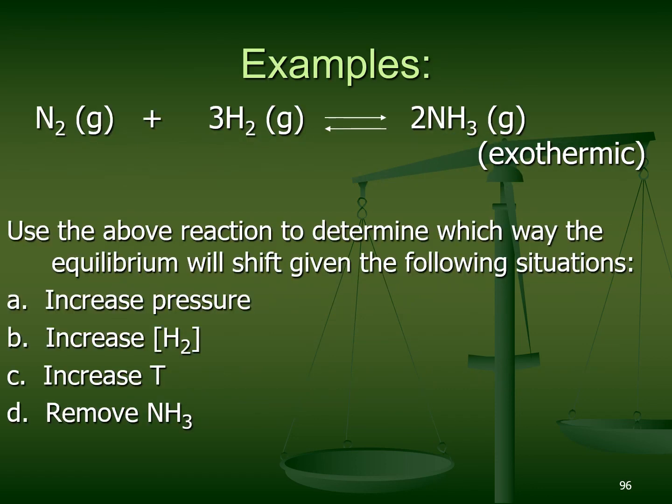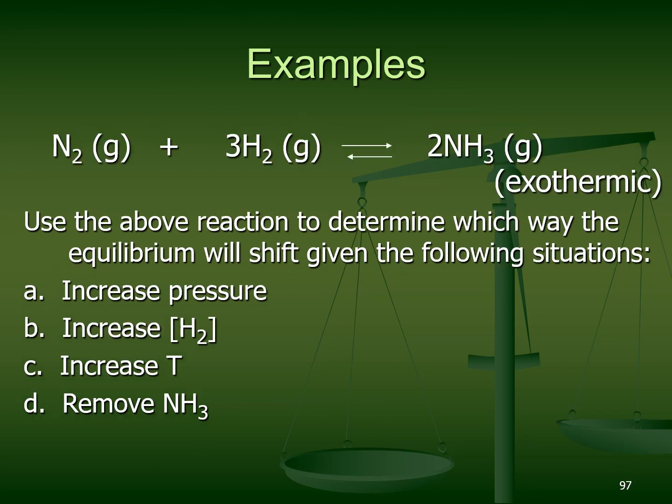All right, in this reaction, N2 plus 3H2 gives us 2NH3, which is an exothermic reaction. What will happen if you increase the pressure? Okay, well, increasing the pressure, and that would be from changing volume, means it's going to want to go to the side with fewer gas molecules. Well, there's only 2 on the right, 3 on the left, so it should shift to the right.